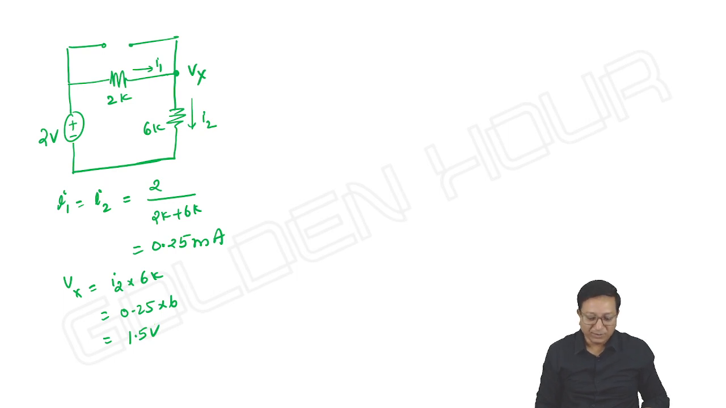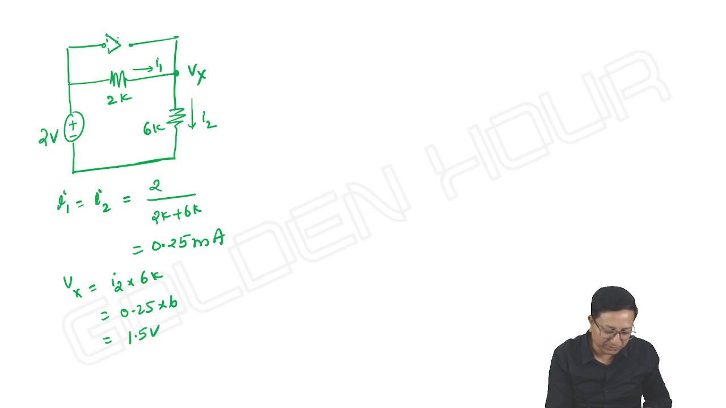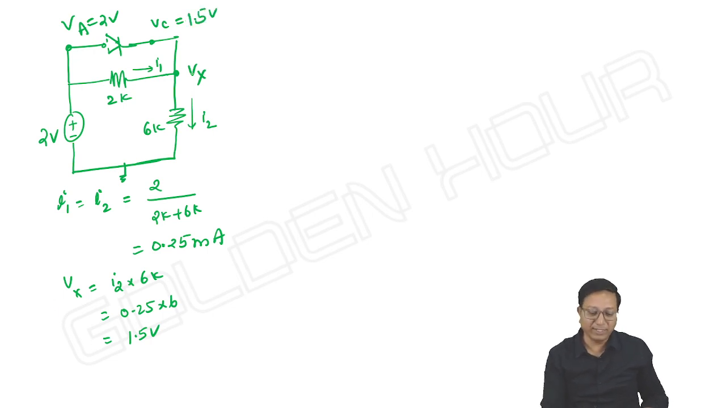Okay. So if you observe the diode, right here we have the diode. The anode of the diode is at 2 volts and the cathode voltage is 1.5 volts. Vx means voltage at the cathode. So the anode to cathode voltage, if you see, is 0.5 volts, which is not sufficient to make the diode conduct. Okay. So that's how this 2 kilo ohm resistor is influencing your circuit.